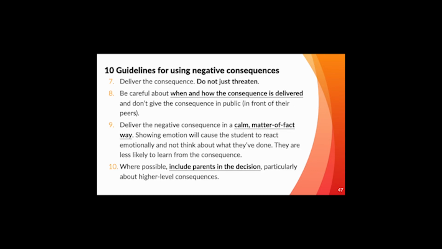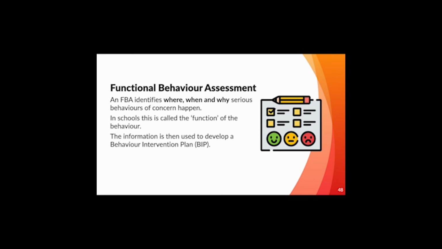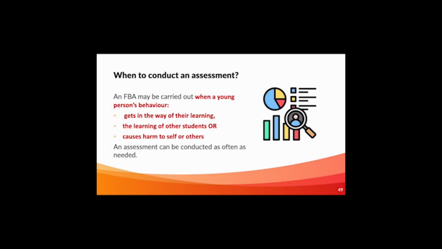Functional behaviour assessment. A functional behaviour assessment identifies when, where and why serious behaviours of concern happen. In schools, this is called a function of the behaviour. The information is then used to develop a behaviour intervention plan or something similar. You might have these processes in your organisation, but they're called a slightly different name. But that's what the official name is for this material.